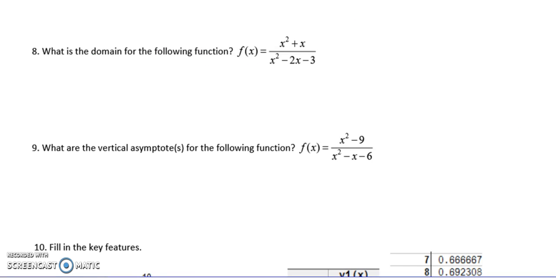Let's go to the next page. What is the domain? All right, I'm going to stop here because I do want us to look at the graph as we do this problem. So I'm going to pick this up on a different video.